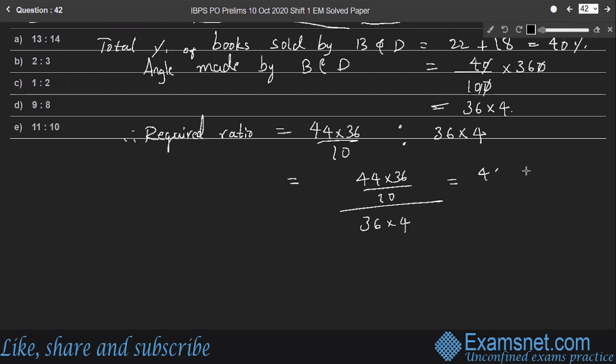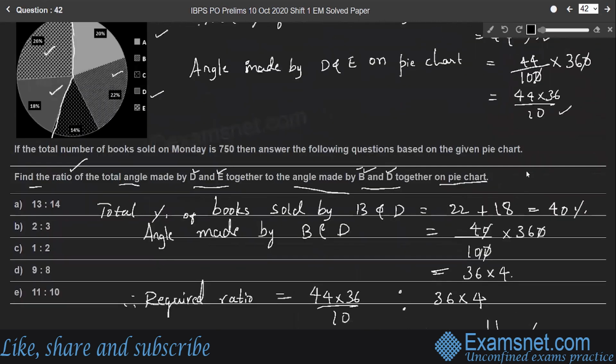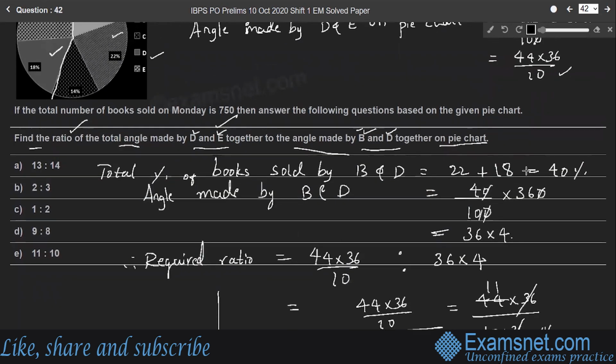So which is 44 into 36 by 10 into 36 into 4. Right? So 36 will get cancelled. 4 into 11 is 44. So the required ratio is 11 is to 10. Therefore, the ratio of the total angle made by D and E together to the angle made by B and D together on the pie chart is 11 is to 10. Option E.